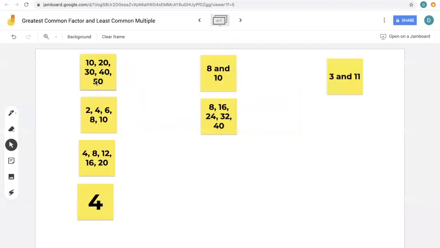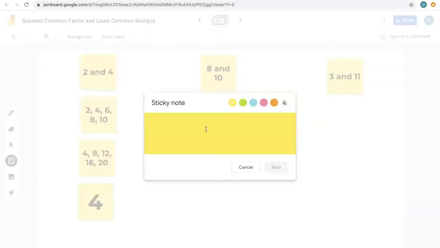So let's check these. 8 is not in both of them. 10 is not in both of them. 16, 24, 32 are all not in both of them. Neither are 20 or 30. But hey, look, there's 40. So 40 happens to be our least common multiple of 8 and 10.